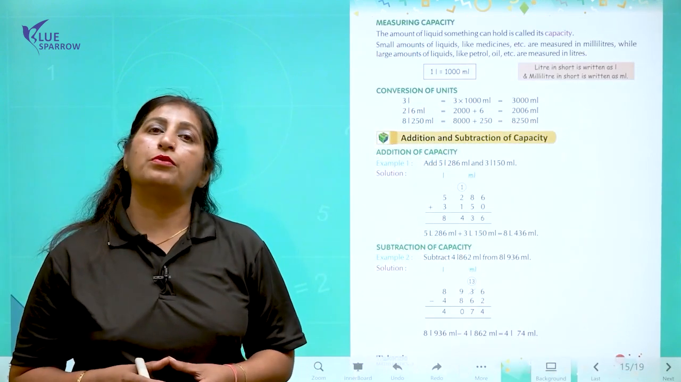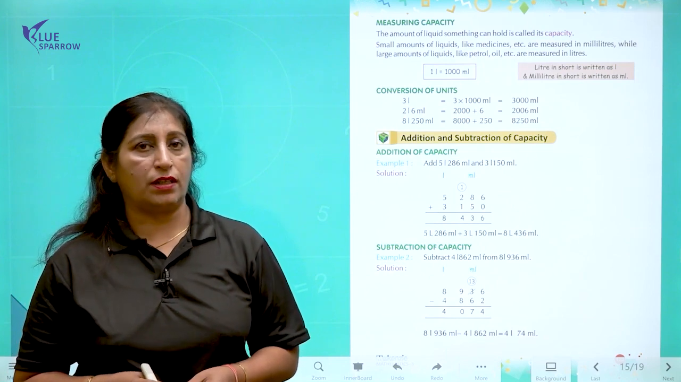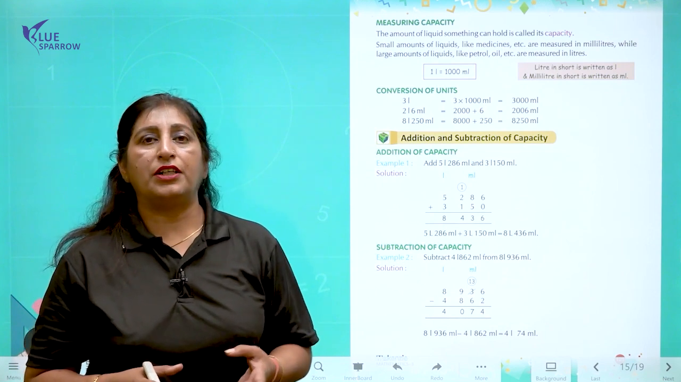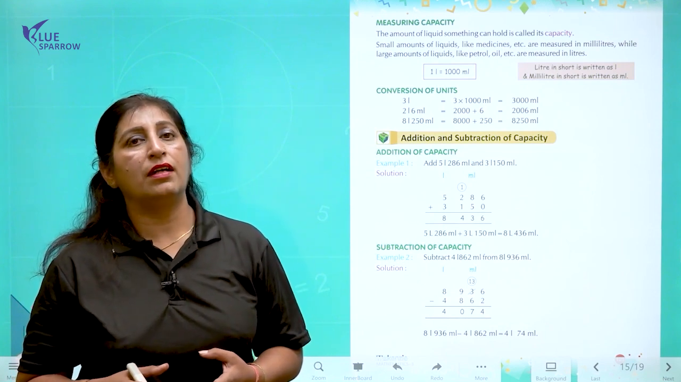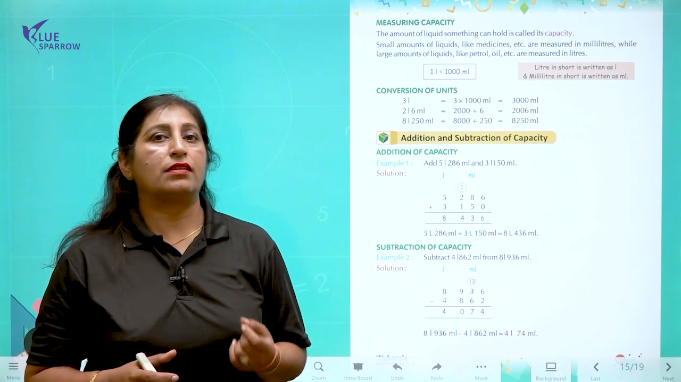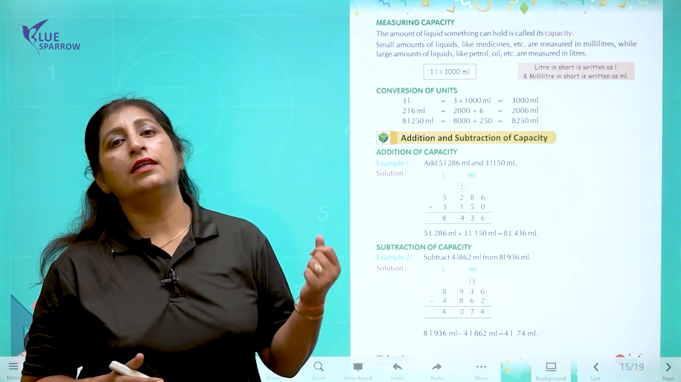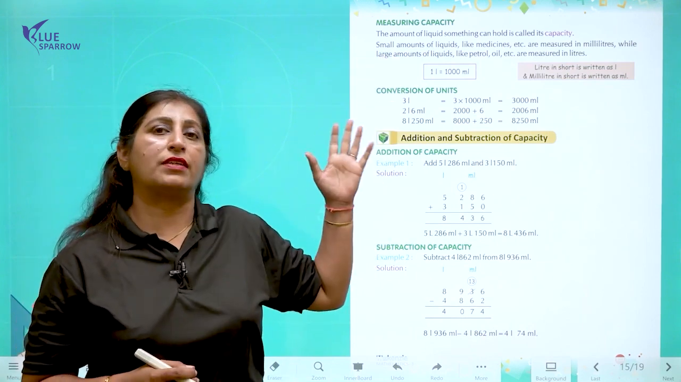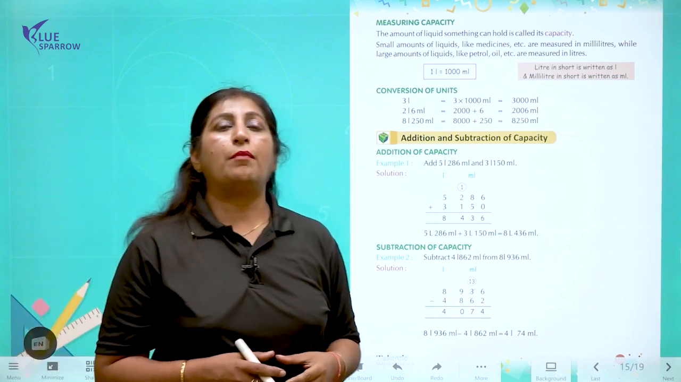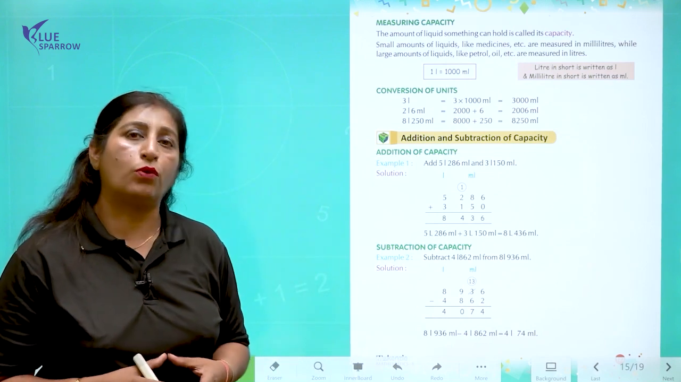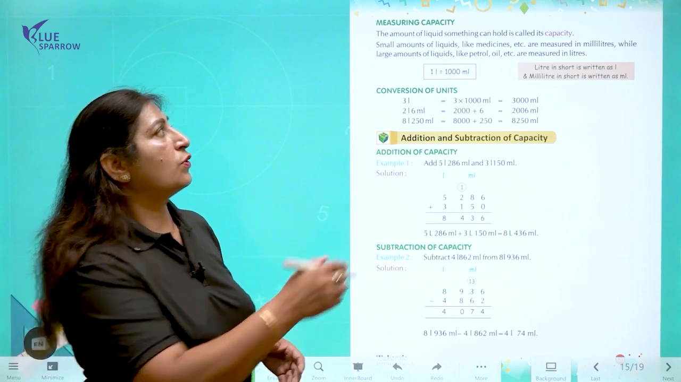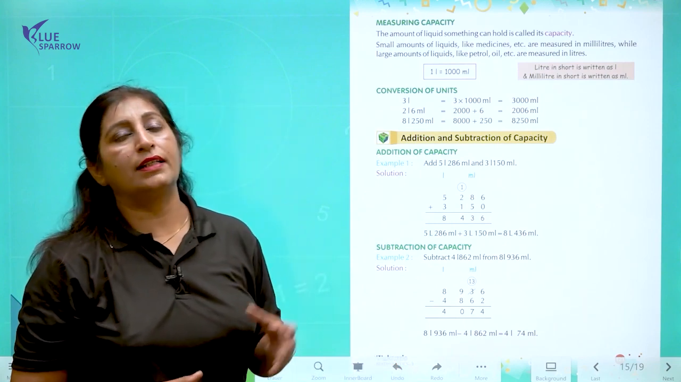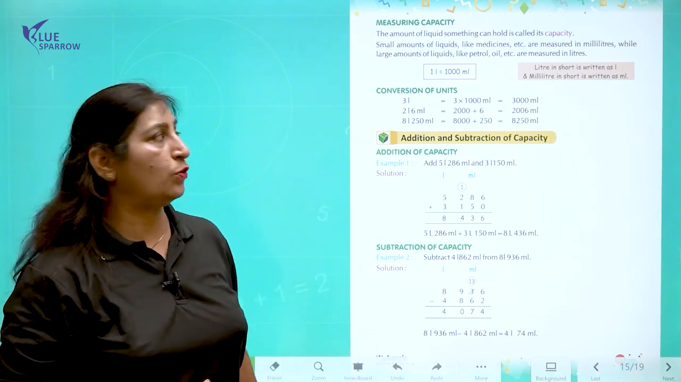And now we come to the topic of measuring capacity. Till now you are very well aware of measuring lengths, their addition, subtraction, multiplication and division. And similarly, these steps we performed in the section of measuring masses. Now we come to the section of measuring capacity. You know that the amount of liquid that a container can hold is called its capacity. So capacity can be defined as the amount of liquid something can hold. Something means some container that can hold it.